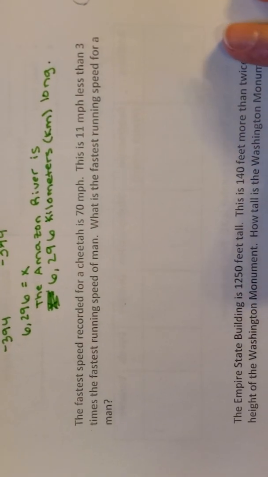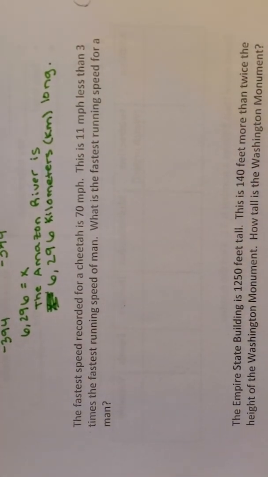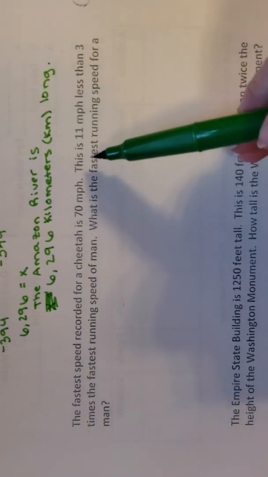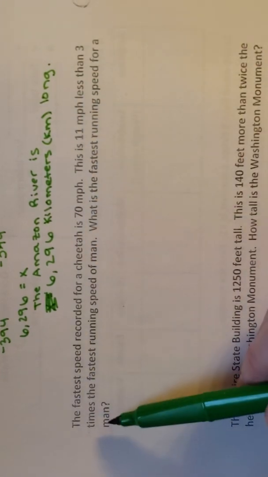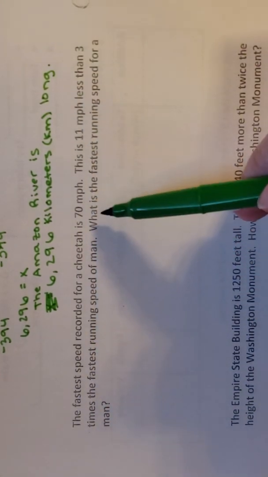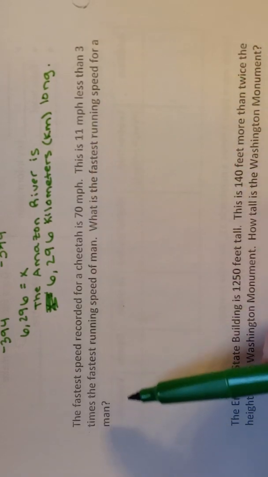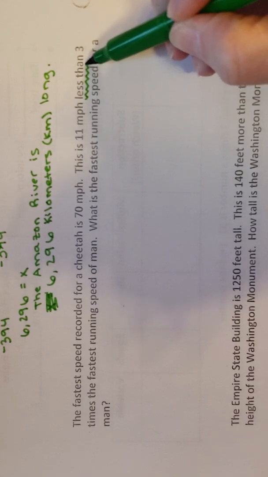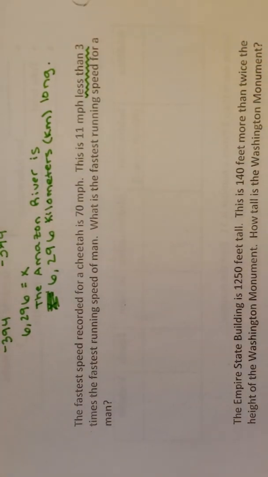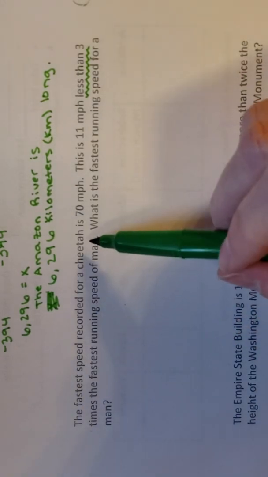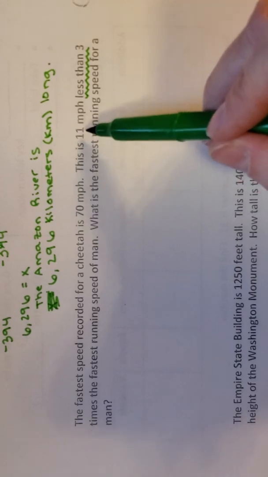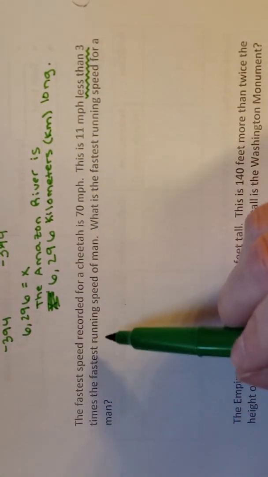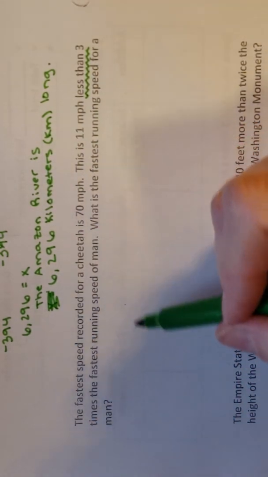All right, the fastest speed recorded for a cheetah is 70 miles per hour. This is 11 miles per hour less than 3 times the fastest running speed of a man. What is the fastest running speed for a man? Okay, first of all, I'm going to mark this because this is going to be that potentially problematic phrase, less than, that sometimes changes the order. Now you may be having a hard time kind of making sense of 11 miles less than 3 times the fastest running speed of a man.